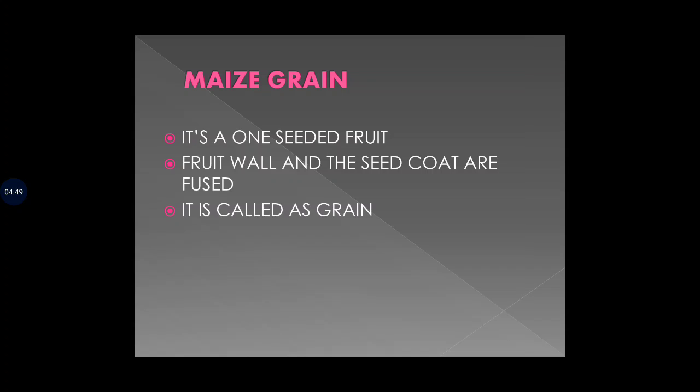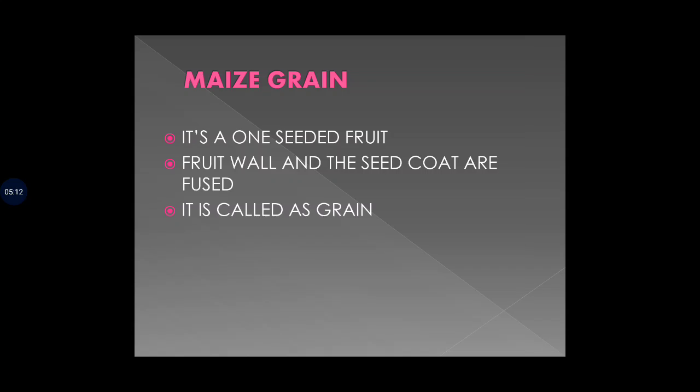Coming to the next point, that the fruit wall and the seed coat are fused. There is no distinctive outermost layer of the fruit or layer of the seed present in the maize grain. There are two layers which are fused together. That means the fruit wall and the seed coat are fused together, and this is the reason why we call it a fruit.